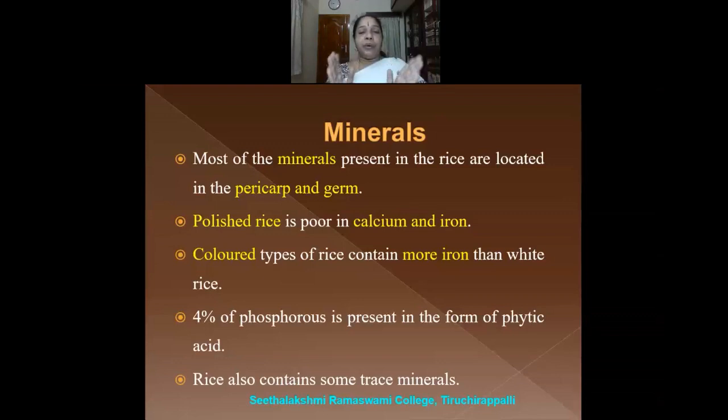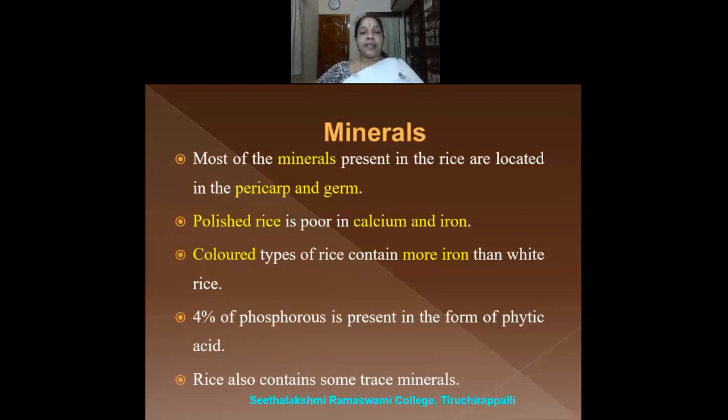So what do we do? During the milling of rice, the outer portion is removed. So the pericarp and the germ is lost. And after that, we polish the rice. So inside the pericarp, we have a brown colored layer. We don't eat the rice that is brown colored. We also polish that. So that is also removed, and therefore it becomes a poor source of calcium and iron.